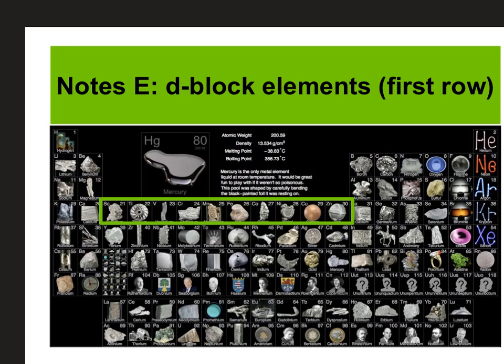Keep in mind, though, whatever patterns we discuss in the top row will probably apply to the counterparts below. For example, if I talk about zinc, the properties for zinc will probably apply to some of the elements down below. We're going to focus specifically on these first 10 transition metals so that we can be very specific when we talk about their electron configurations and things like that.